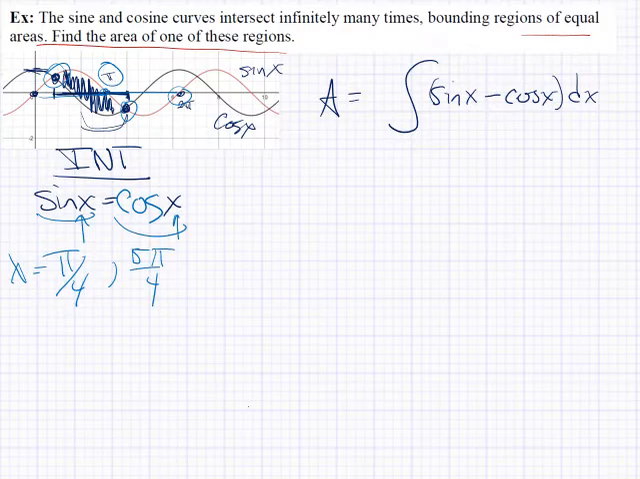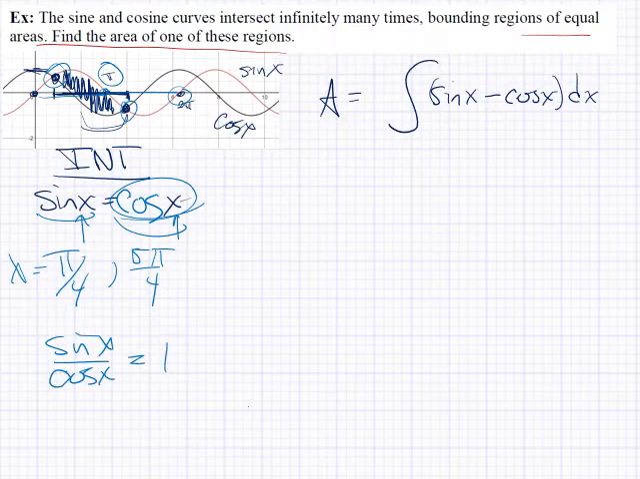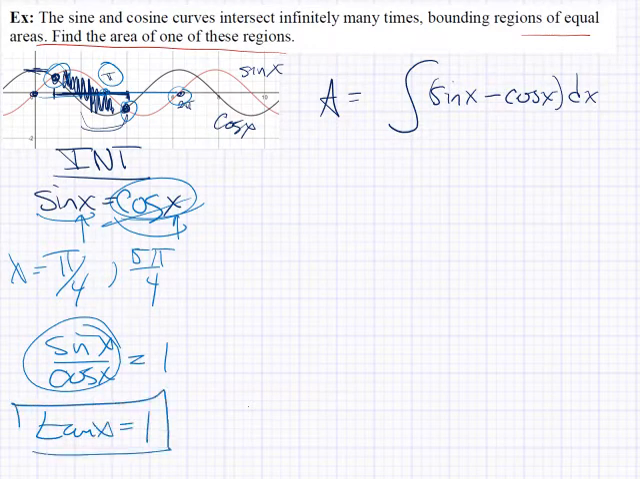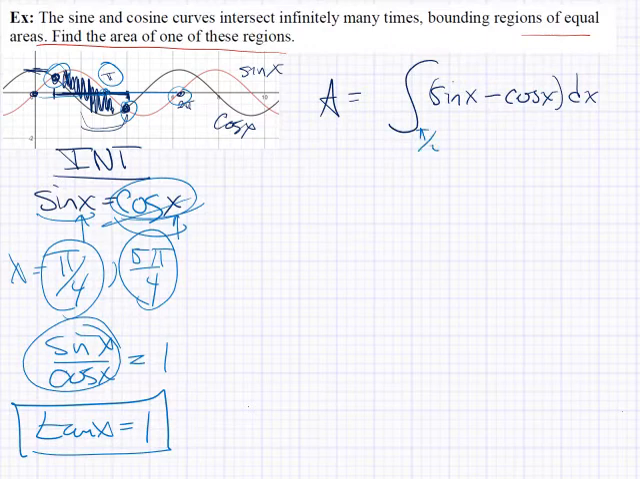Another way we could solve this would be if we divide by cosine. So we would get sine x over cosine x equals 1, because if I divide this by cosine, I would get 1. And then sine over cosine is tangent. And I could ask myself, when is the tangent going to be equal to 1? And again, pi fourths and 5 pi fourths. So there's your width: pi fourths and 5 pi fourths. So now it's just a matter of integrating and getting your answer, which again should be easy.